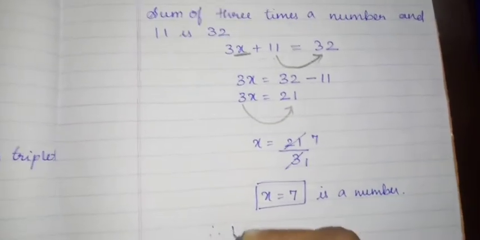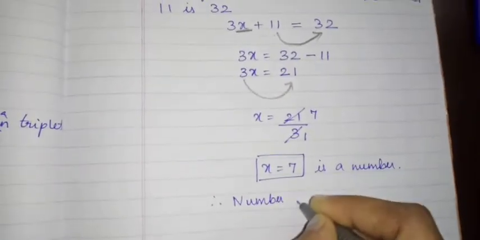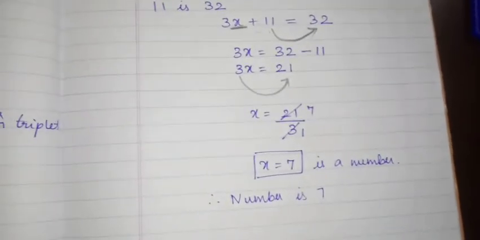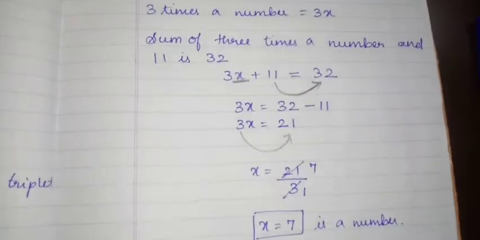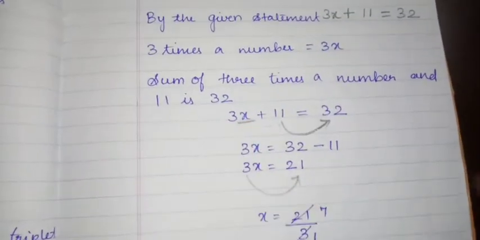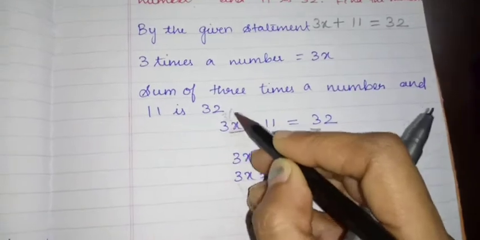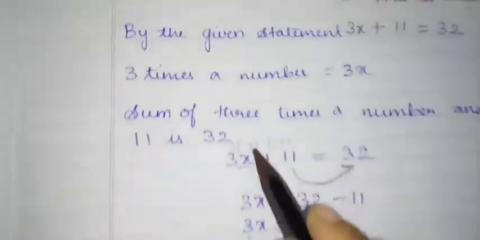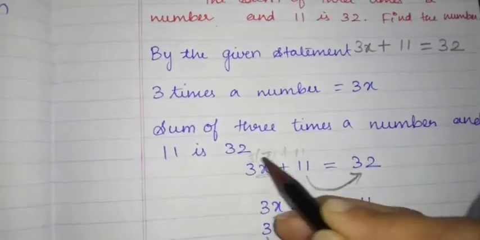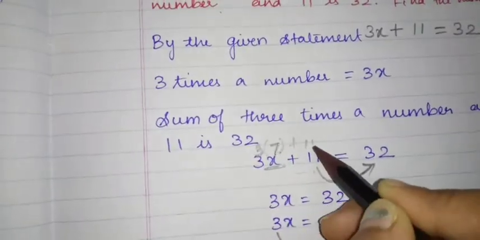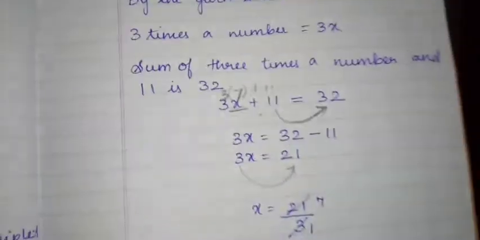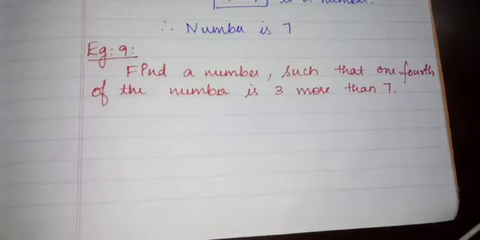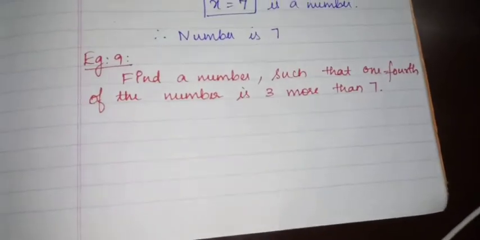Therefore the number is 7. Okay, you can check whether 7 is the correct answer or not. See, you can substitute the 7 in this equation. You can substitute here 3 into 7 plus 11. 7 3s are 21. 21 plus 11, 32. Yes, LHS and RHS are equal. So the solution which you are getting is correct. Okay, children. Next is your example number 9.